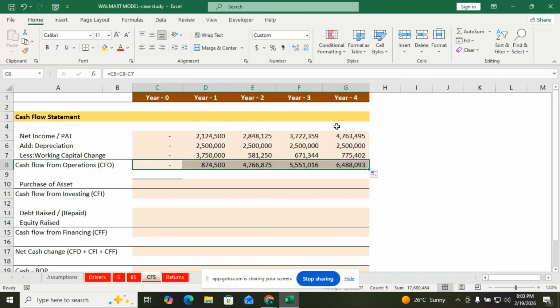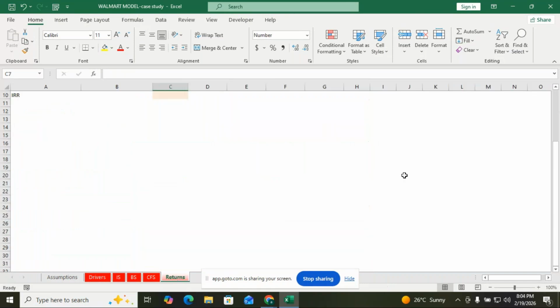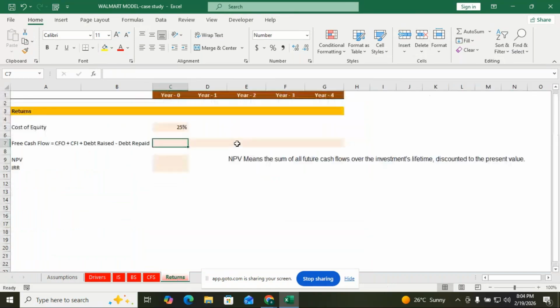So finish off till your cash flow from operations. Tomorrow we'll continue with the investing activities and the financing activities to arrive at the closing value of your cash, and then we'll compute the returns, your IRR. Okay? Right.